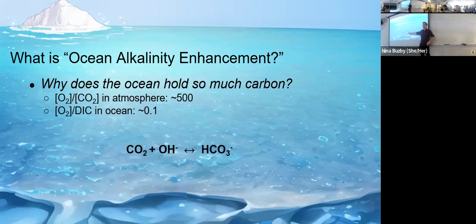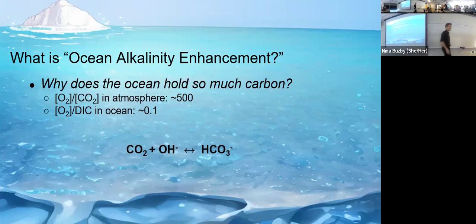The reason why, and this is super simplified, a net equation that skips a lot of intermediate steps, is that, generally speaking, alkalinity, which can be represented as OH minus, can react with carbon via water to form bicarbonate.